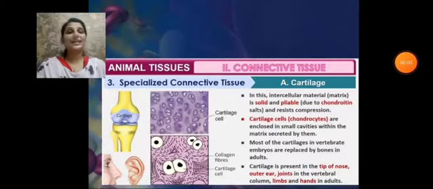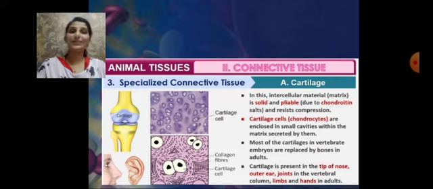The third type of connective tissue is the specialized connective tissue. There are three types of specialized connective tissue: cartilage, bone, and blood. Let us learn about cartilage first.